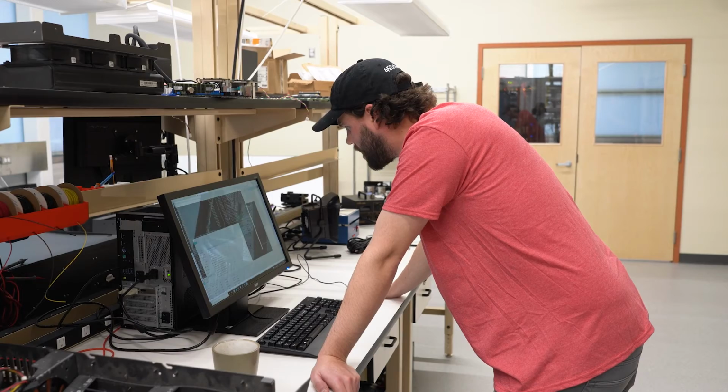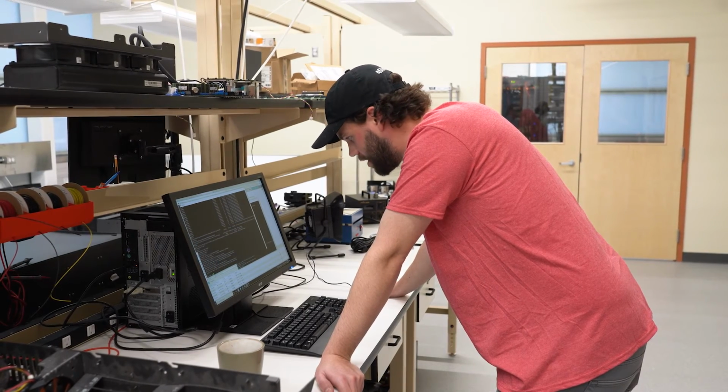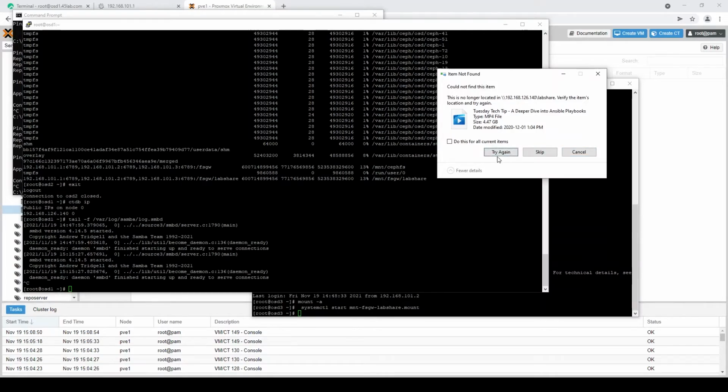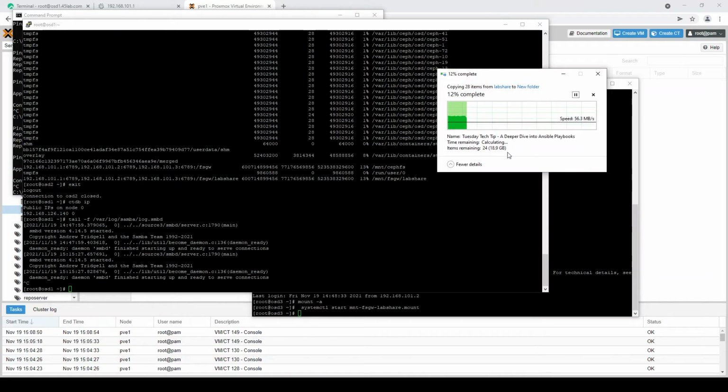Cool. So we're back on the Ceph cluster again. File share is working. That's great. Let's see if we can start our transfer back up again. So I'm going to hit try again. And remember, Windows screwed us. But not this time, baby. We're back. See? That simple.